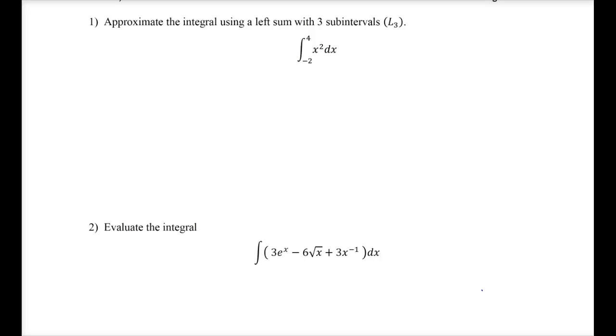All right, so this first problem here, we're asked to approximate the integral using a left-hand sum using 3 subintervals. And so basically what we're trying to do is this. We want to estimate the area under the curve of the graph of x squared from when x is equal to -2 to when x is equal to 4.